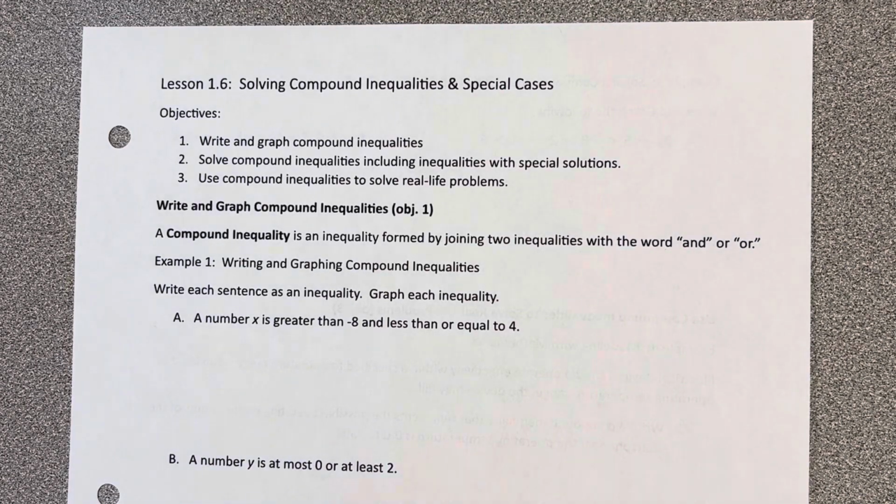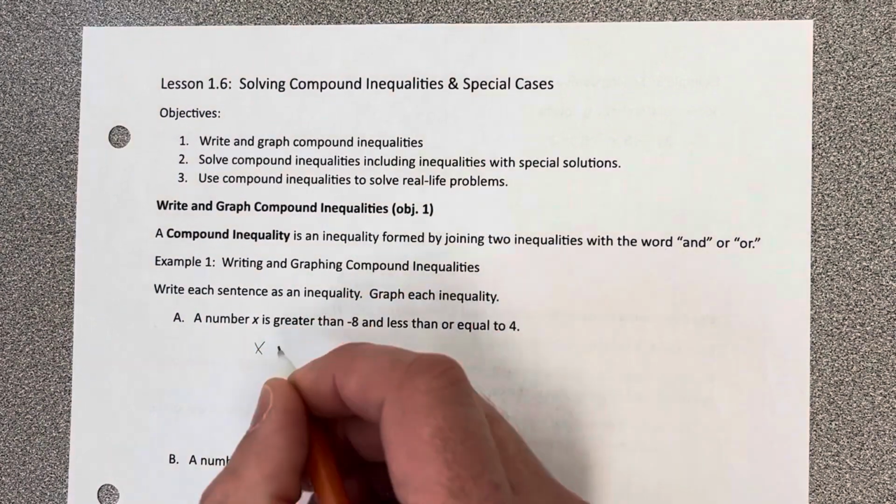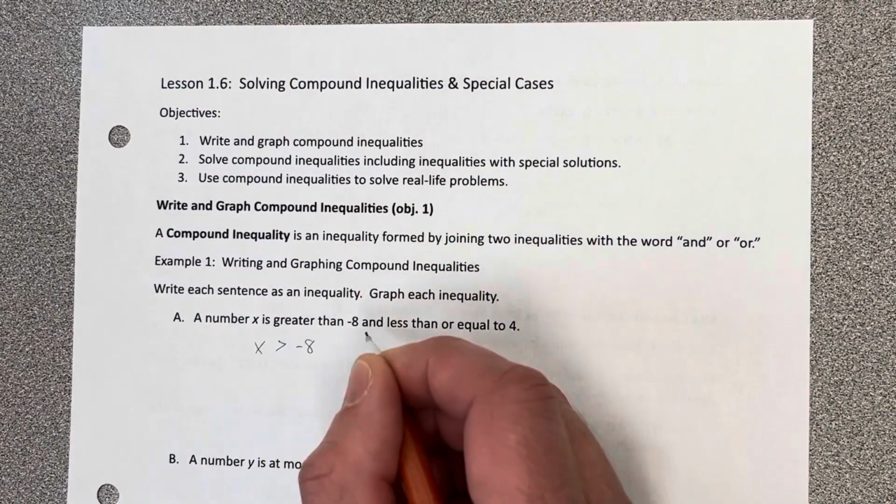What's going to happen is you're going to have two inequalities that are joined by "and" or "or". You're going to have those words in the problem. So let's examine that with our first example. It says a number x is greater than -8. And one technique is just to go ahead and translate it directly. X is greater than -8.